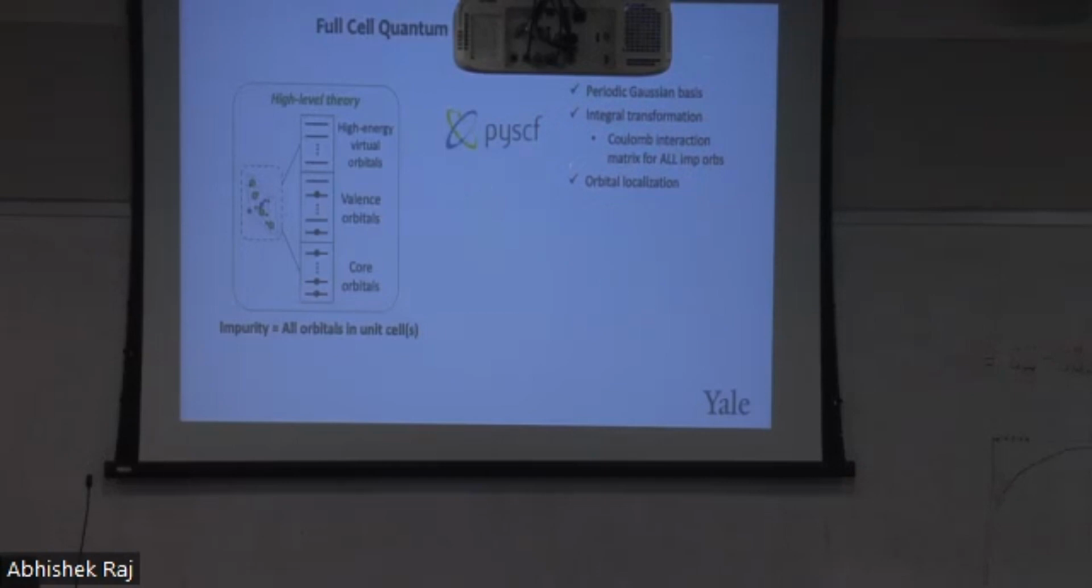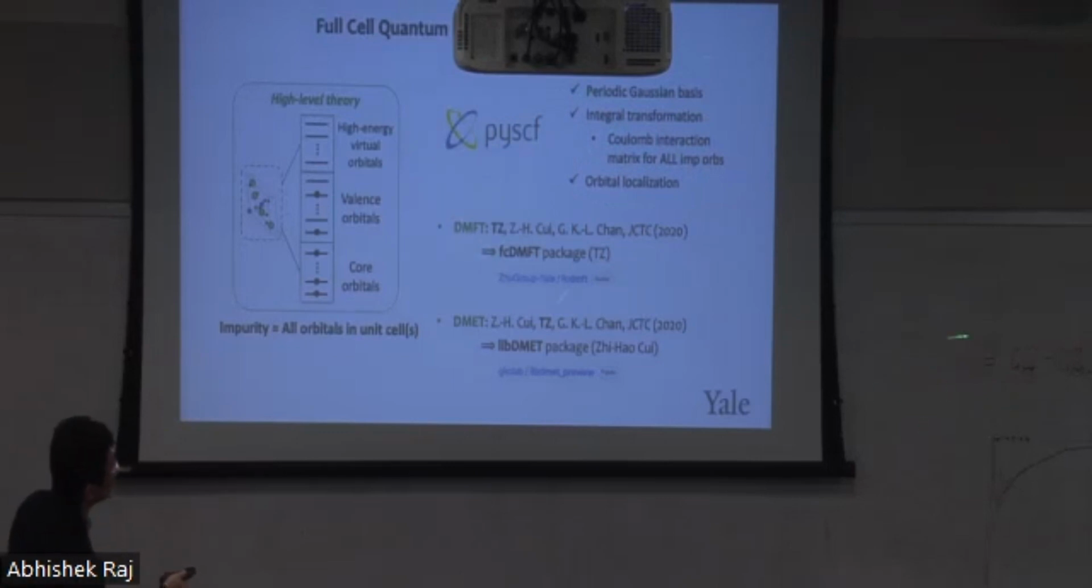And there are more specific embedding related algorithms. For example, how can you really discretize this hybridization function into bath states, derive the Hamiltonian and solve it using Green's function solvers. Those are packaged into FCDMFT, or there's another package for density matrix embedding theory called LibDMET. Okay, so now I'm going to show you some results, just focusing on DMFT.